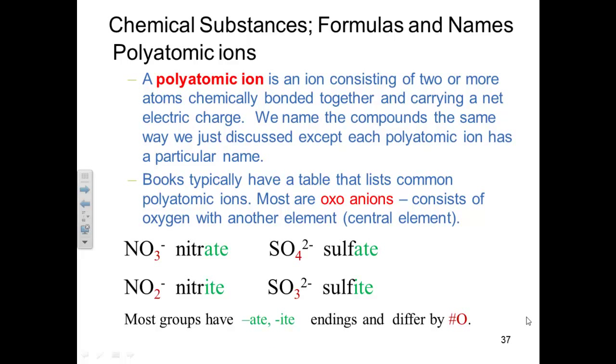Most groups have ate and ite endings and differ by the number of oxygens. And that's just to help you out in the memorization process of learning these polyatomic ions. Another thing to know about is that some groups, manganese, bromine, chlorine, and iodine, have per-ate as the largest number of oxygens. Then you have an ate, lost one oxygen, lost another oxygen, you have the ite, lost another oxygen, you have the hypo-ite ions.